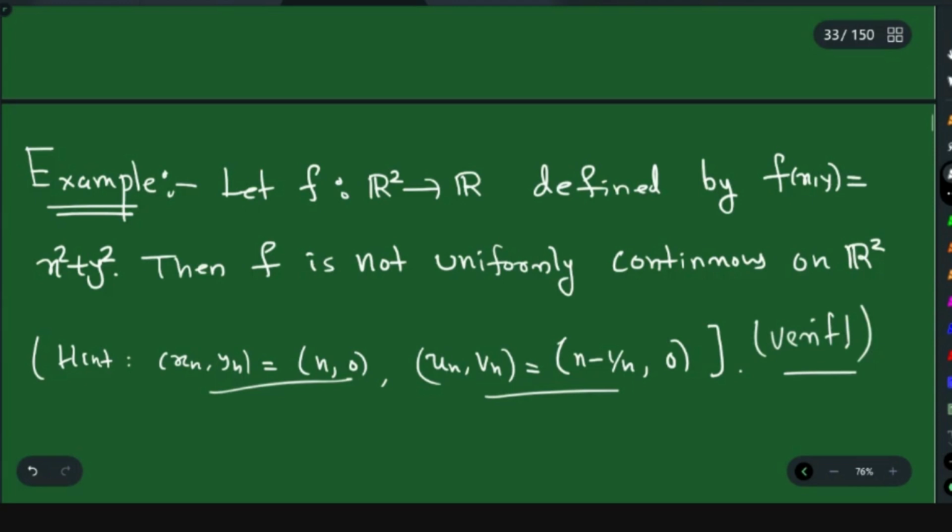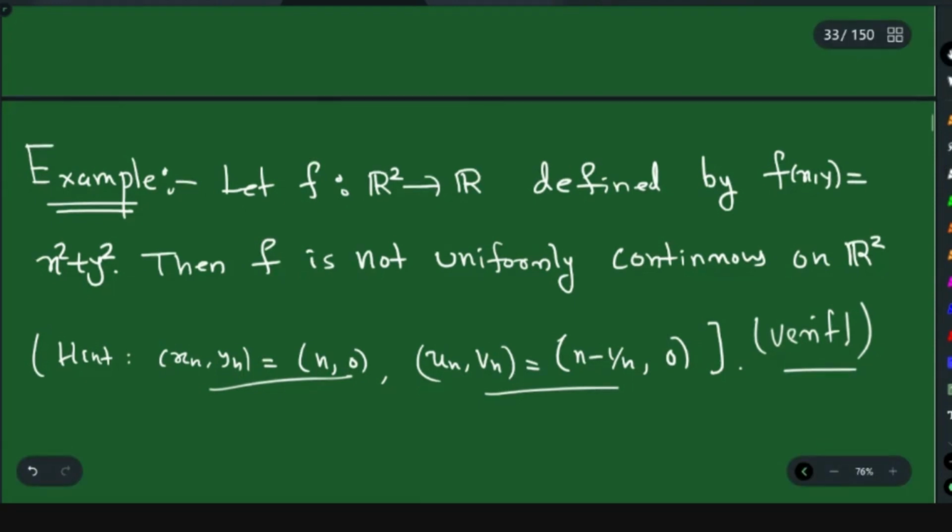You can easily verify whether the difference of the points goes to 0, and what happens to the difference of the images. You can observe that the difference of the images will not go to 0. So we can conclude this is also not uniformly continuous.